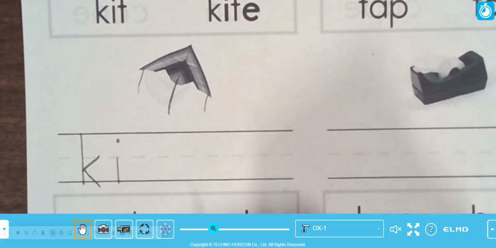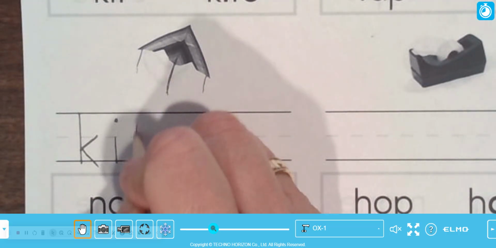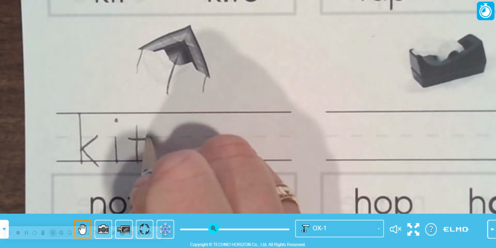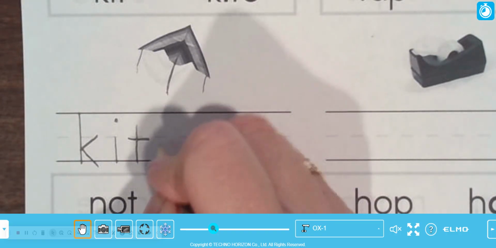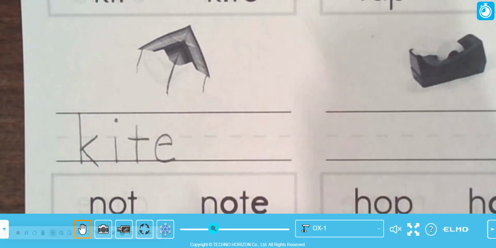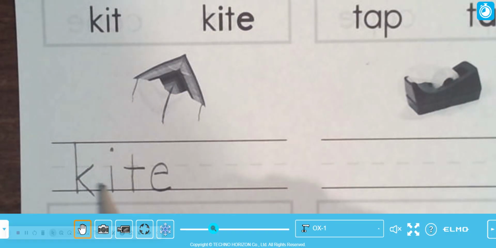I, T, E. Okay, as you write down the word kite, I'm going to give you a sentence using that word. We flew our kite way up high in the sky. Our kite was flying high in the sky. Kite.